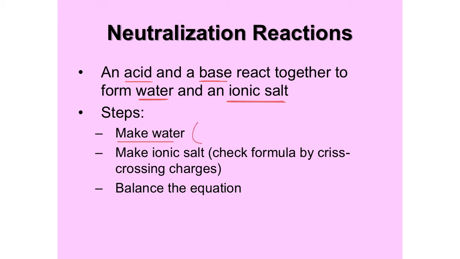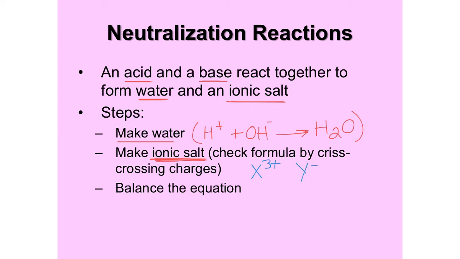Now, the H2O is formed from the hydrogen ion from the acid and the hydroxide ion, which would come from the base, combining to make water. Then you would have your positive ion from the base, negative ion from the acid, and those will combine to produce our ionic salt.